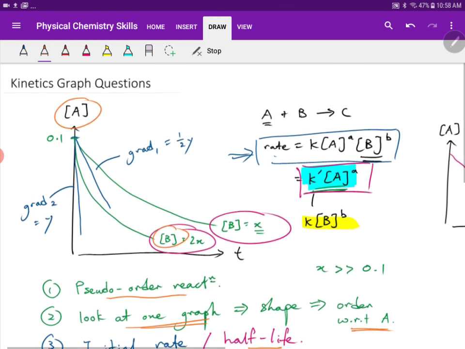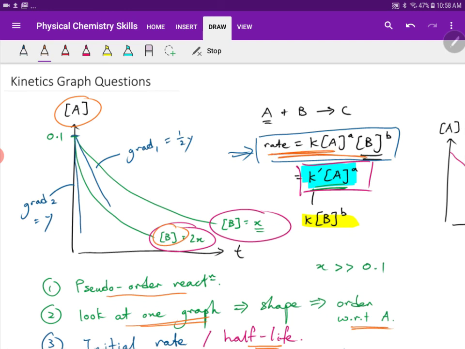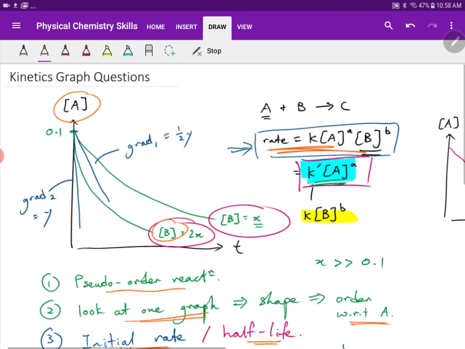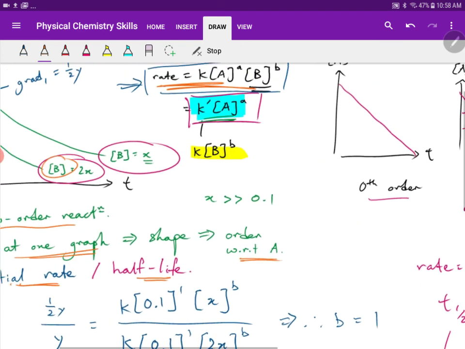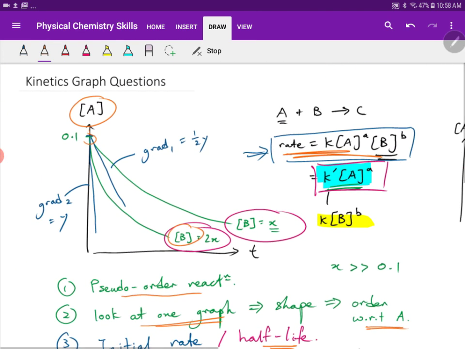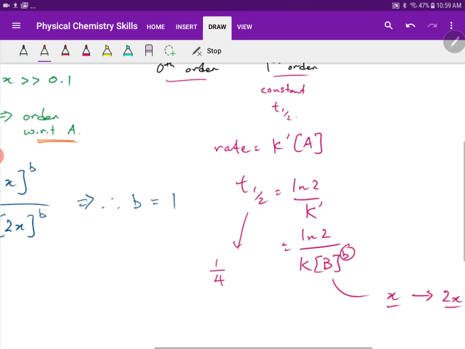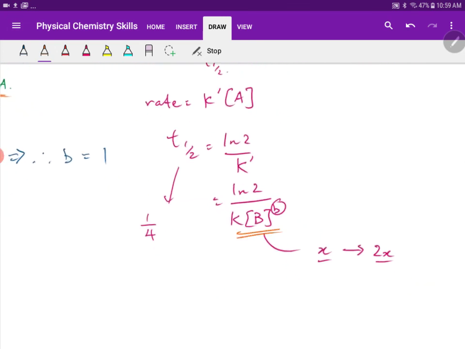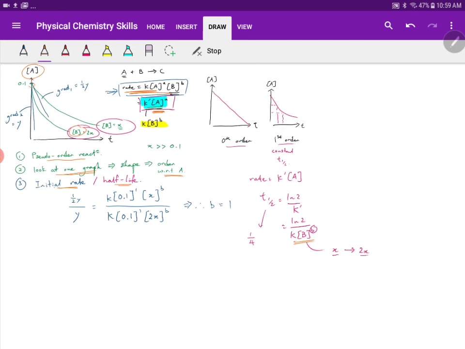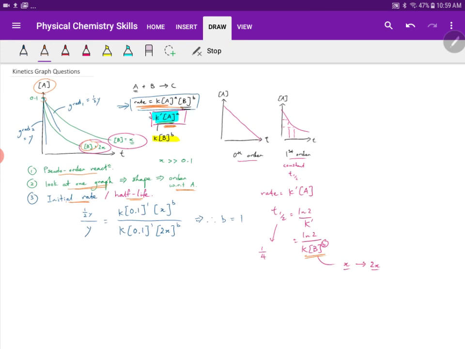So the initial rate method requires us to compare two different equations, two of such equations with different rates, by taking the initial rate. Or the second method is using half-life, only if it is first order with respect to A. So it is pseudo first order, then in that case we can use this as a relationship. So this is a very important concept. Do take some time to practice these questions, because this is one of the more commonly tested questions out there.